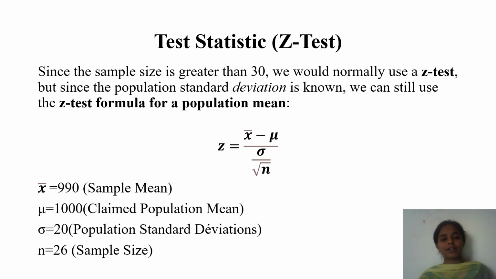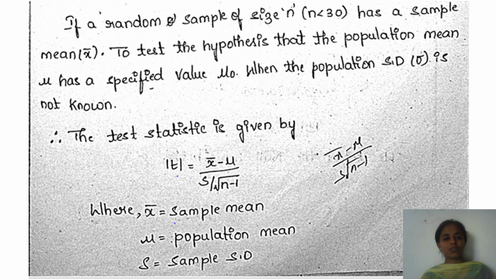Since the sample size is less than 30, we would normally use a t test rather than a Z test. But since the population standard deviation is known, we would use the Z test formula for population mean. The formula for Z test is Z equals x bar minus mu by sigma by root of n minus 1. Here x bar equals 990, which is the sample mean, mu equals 1000, sigma equals 20, and sample size n equals 26.